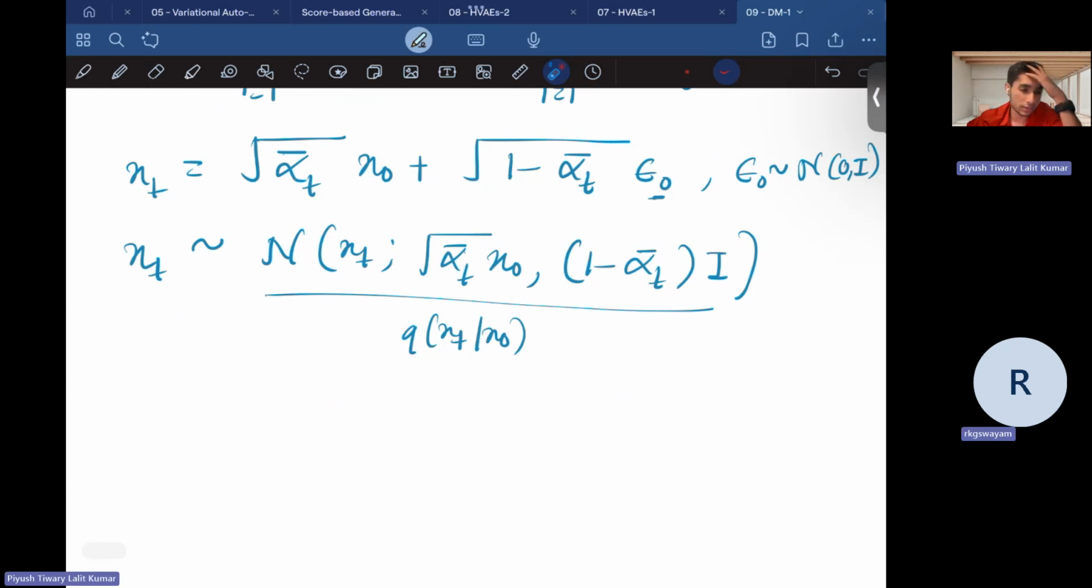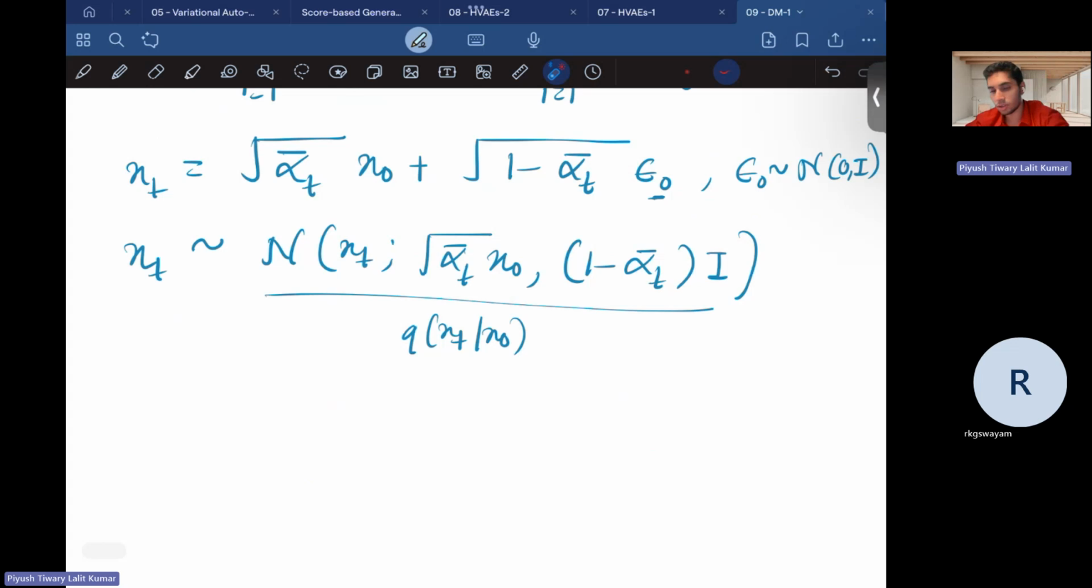Sorry, can you repeat your question? I mean, which speciality of the encoder does this fact refer to, that from x not only can we reach x5, but we can even reach x20 directly?